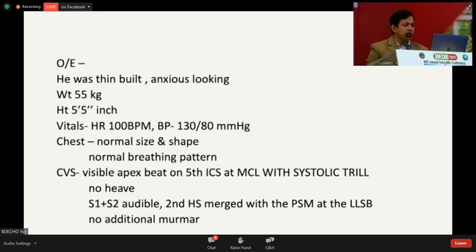On examination, he was thin-built and anxious-looking. He was 5 feet 5 inches but weighed only 55 kilograms. His heart rate was 100 beats per minute. BP was 130 over 80 millimeters of mercury. Chest findings were normal.